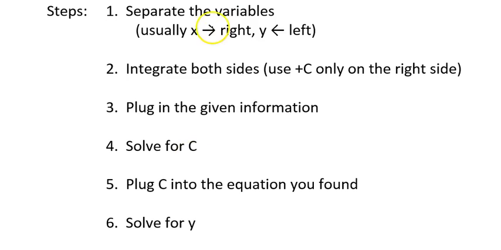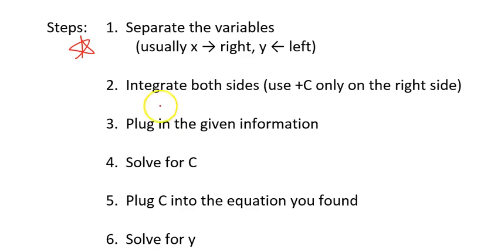The first thing that we have to do is separate the variables, and typically x is going to go to the right and y is going to go to the left. And again, this is a very important step. Usually on the AP exam, you get 1 point just for separating your variables. So please pay attention and do that first.